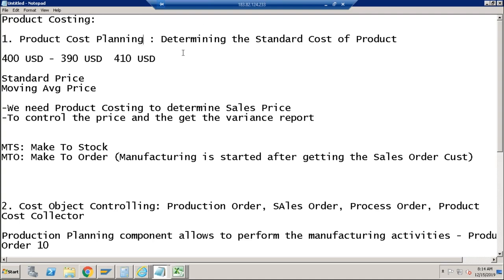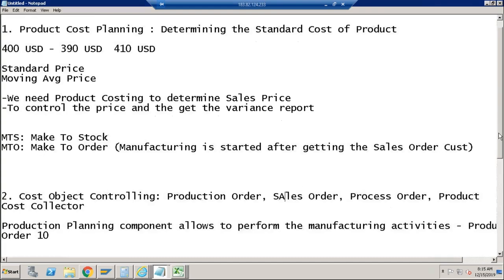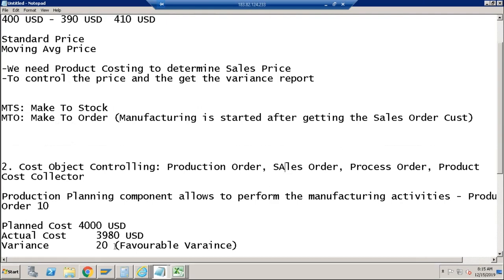Okay, so within product cost planning, we are going to determine the standard cost of the product, and in cost object controlling, we are going to control the cost of the production order and sales order. Control in the sense that, although we don't have any control here, at least at the end of the production order, we'll be able to know how much the variance is. Why are we calculating this variance? Any idea? If the cost is 3980, then why do we need to book this 20 separately?